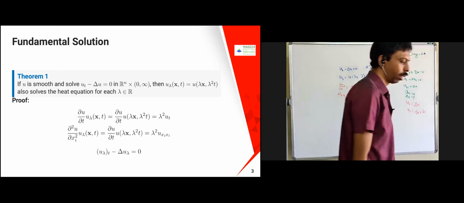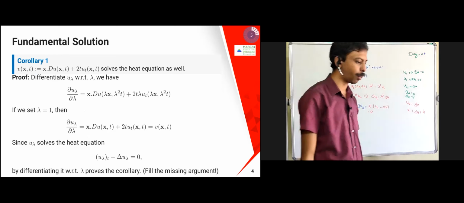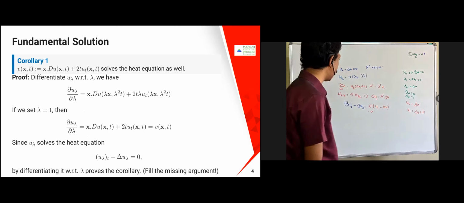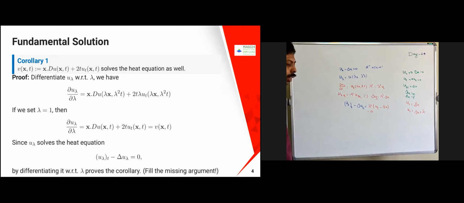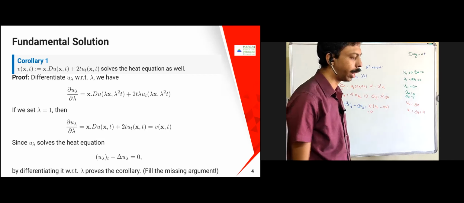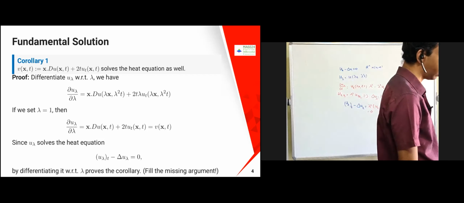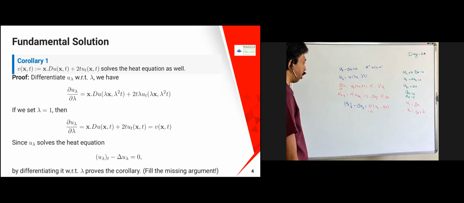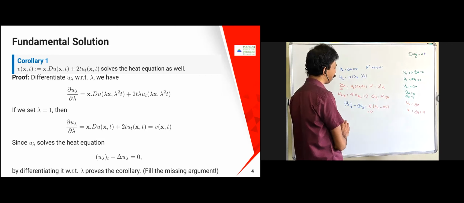Okay. Now what we are going to do is suppose u of x comma t. Suppose I define a new function v of x comma t, defined in this way: x dot du of x comma t plus 2t ut of x comma t. That also solves the heat equation. Okay, that also solves the heat equation. That's what we are proving next.